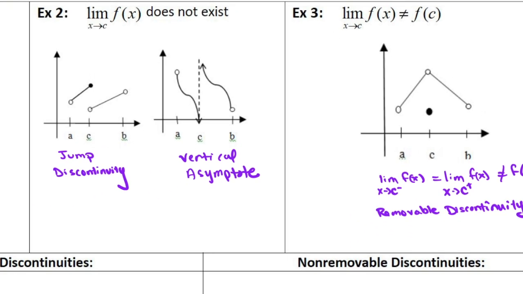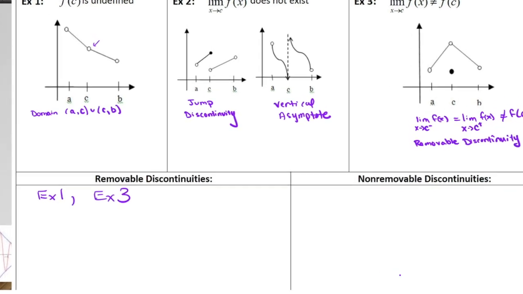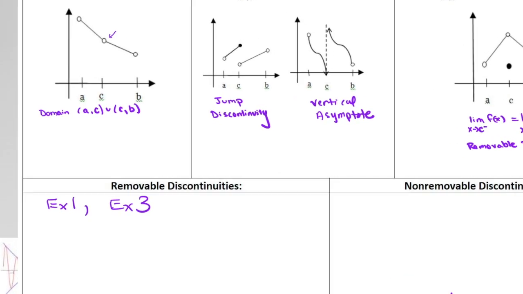So we take these three ideas, and let's start classifying some ideas a little bit more. You have two examples with removable discontinuities. So example 1 and example 3 have removable discontinuities. Now, as you look at these examples, what we should think about will be our limit notation. First of all, you notice that there are holes. And when you have holes, ideally, they can be plugged in.